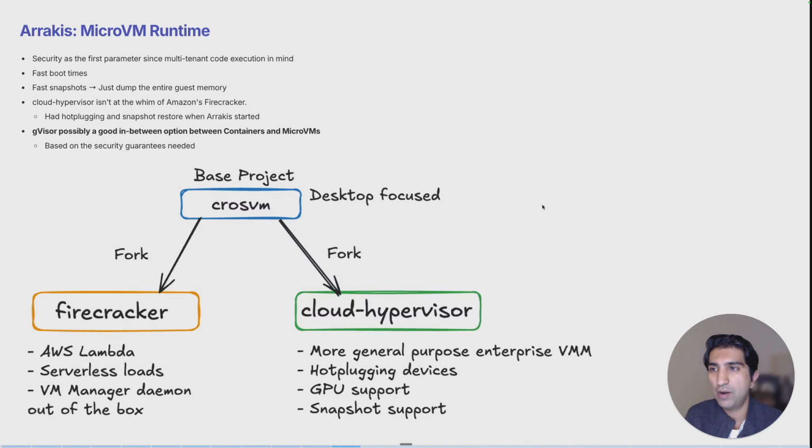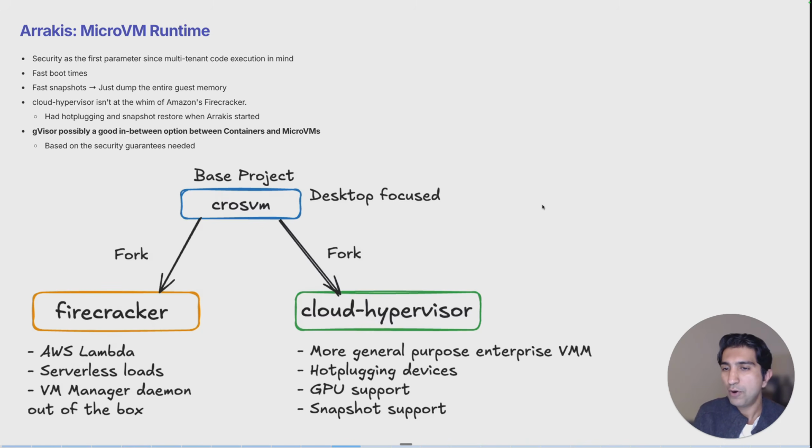Snapshotting is super important for Arrakis, and micro VMs provide a way to fast snapshot by just dumping the entire guest memory. This isn't as easy to do with containers and even with gVisor that we'll discuss. And with micro VMs, you can just allocate some virtual memory and then just dump it when you want to snapshot and restore it when you want to restore the VM.